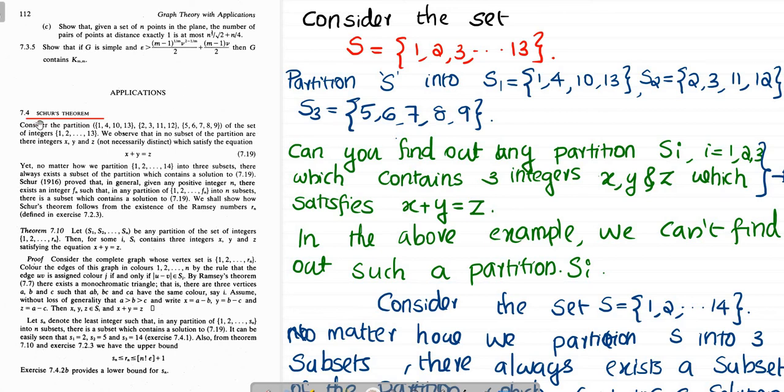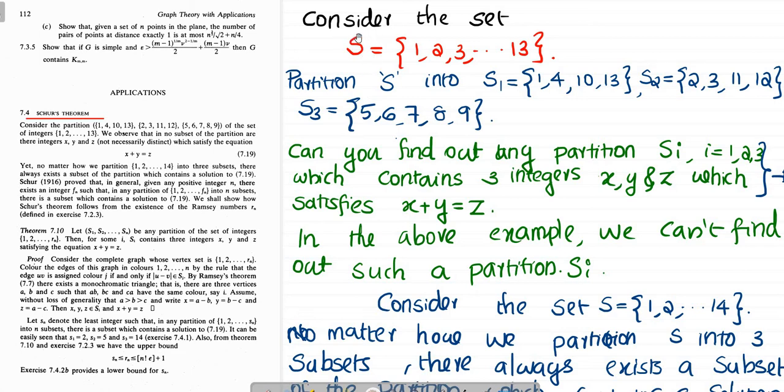Hi, welcome to today's topic, that is Schur's theorem, section 7.4. In this section, first of all, we have to define some definitions, and next we have Theorem 7.10, and next a definition, that is Schur's number Si. Before going to the theorem, we need some definitions and some clarifications and results from the previous section.